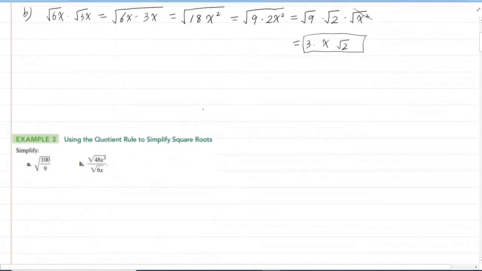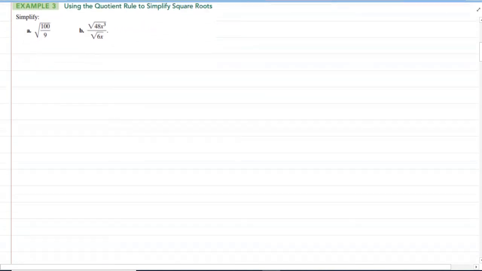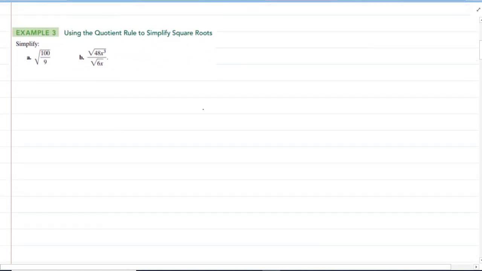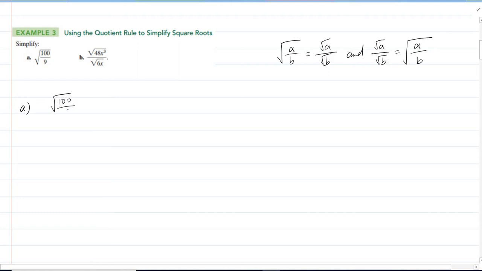I apologize for my voice, I'm getting sick. Example 3, we need to use the quotient rule. So I'm going to write it right here. That is our quotient rule. So for part A is the square root of 100 over 9. I can rewrite this using this formula here. That will be rewritten as square root of 100 over square root of 9. So now we'll simplify this, that will be 10 over 3.